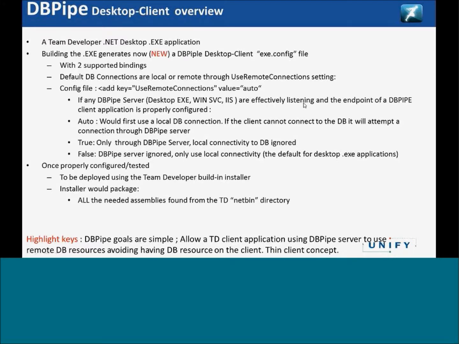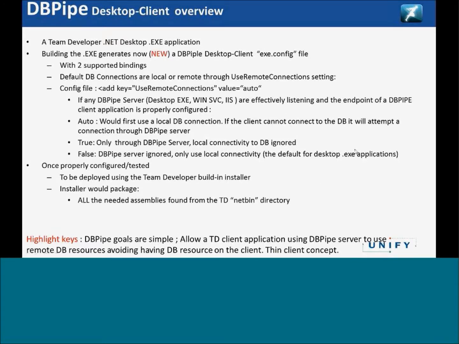That means if you make a .NET application, you're going to have an exe config file being generated, and you still want to connect locally without DBPipe. So the auto keyword makes sense, but you have this option to force actually what you want to be there. Once properly configured and tested, you can use Team Developer Build Installer. We'll see that in the demo, and then you can see how it works with DBPipe.